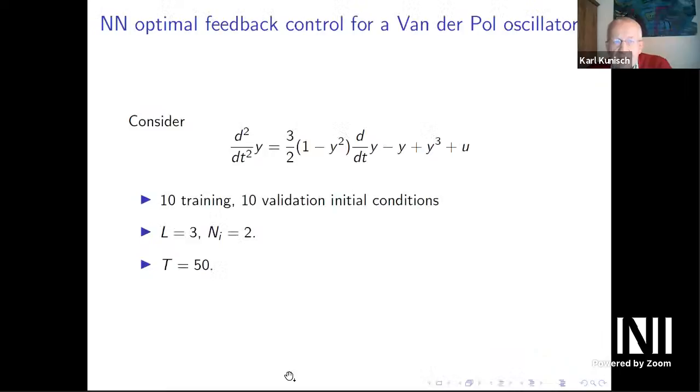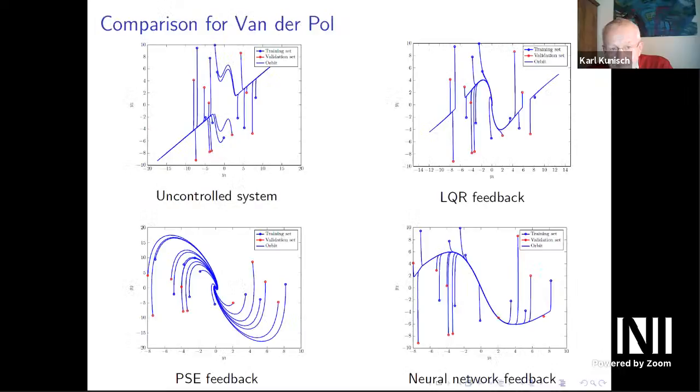Let's go to another example, still very low dimensional, a van der Pol-like oscillator, where we add a cubic nonlinearity to make it more challenging. We train the neural networks with 10 training initial conditions and validate with another 10 conditions. The depth is 3, all the inner matrices have dimension 2, and the time horizon for creating data is 50. All right. Now let's look at the results.